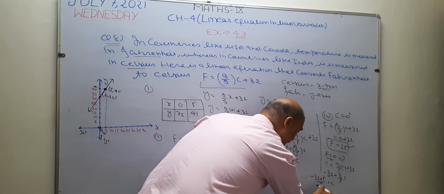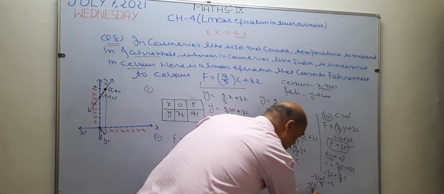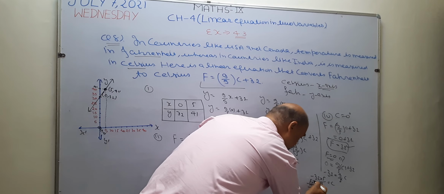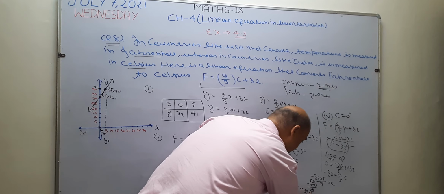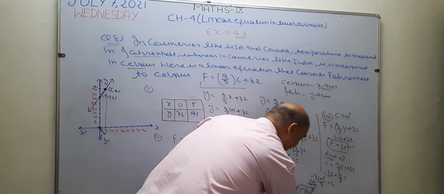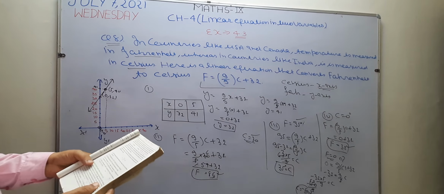Now multiply these two. 5 2s are 10. 5 6s are 50. Minus, and 9 is there. 3 3s are 9. 3 5s are 15 and 0. In Celsius this becomes minus 50 by 3, or it becomes a decimal. Okay. Now in the last part, what is given?